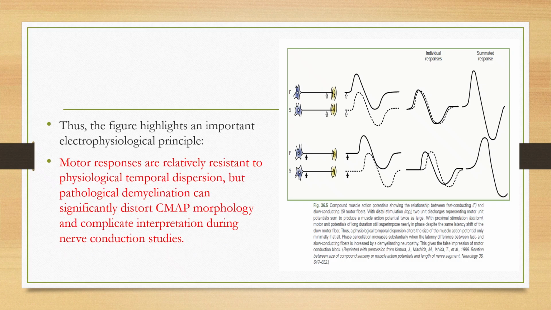Thus, the figure highlights the important electrophysiological principle that motor responses are relatively resistant to physiological temporal dispersion, but pathological demyelination can significantly distort CMAP morphology and complicate interpretation during nerve conduction study.